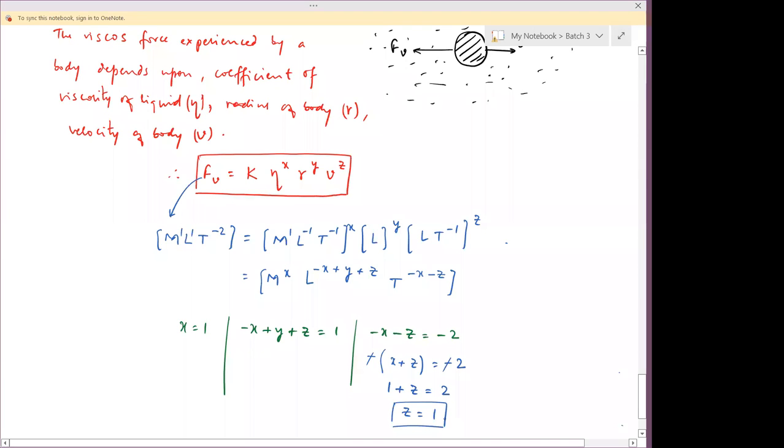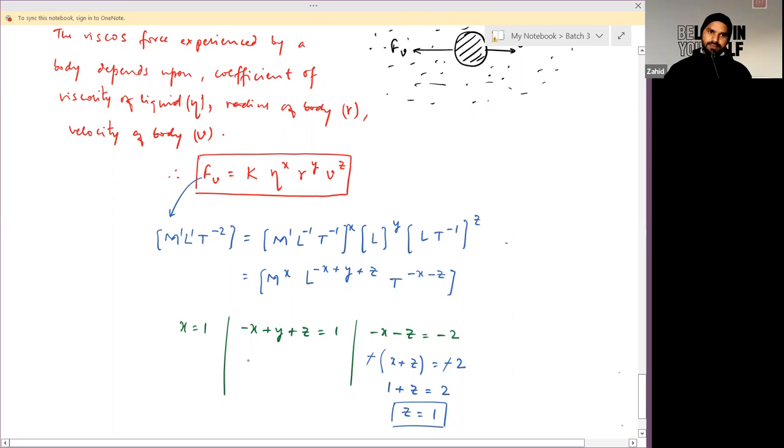Good, Riba. Yes, sir. Now put the value of z in this third part. So -1 plus y plus 1 equals 1. So this minus and this plus will cancel out, so you will get y equals just 1.